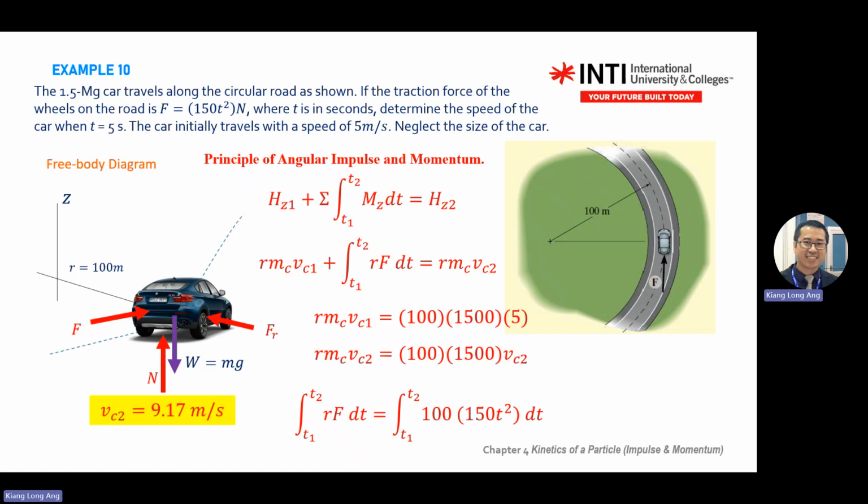Okay. So from here, you substitute all these things. The answer for this question is 9 point something. Okay. So this one.